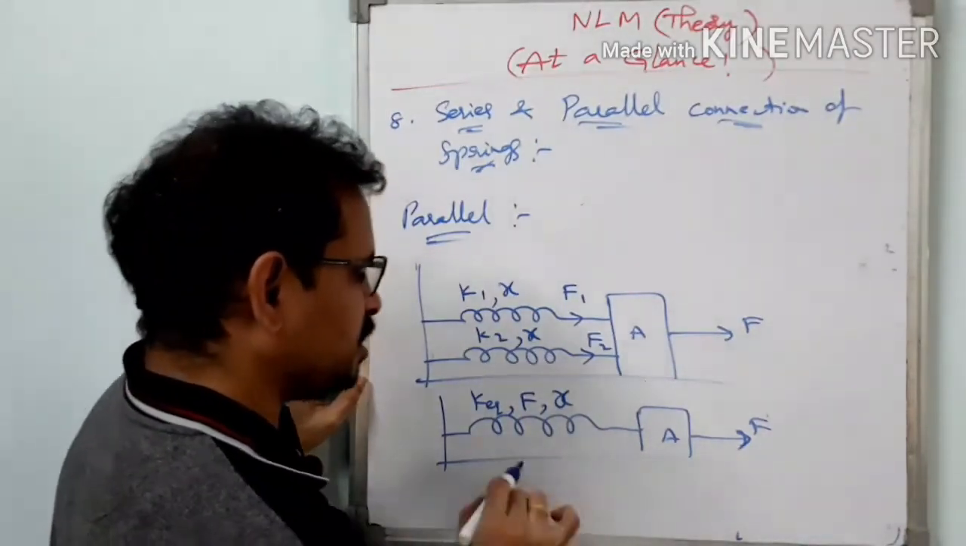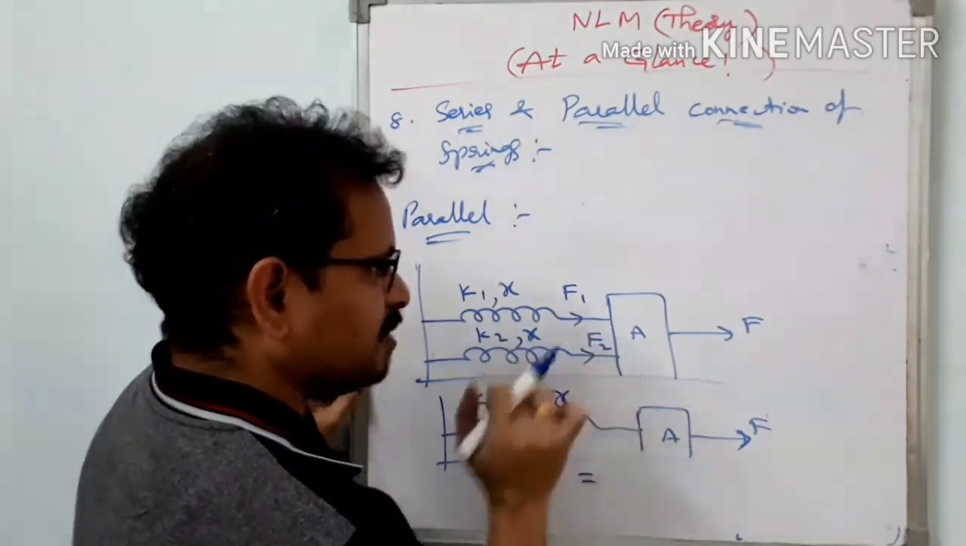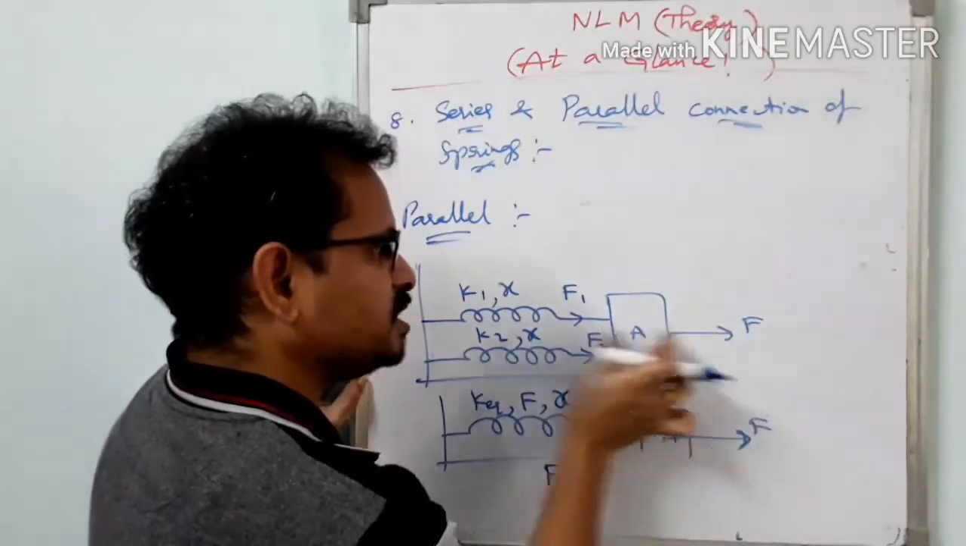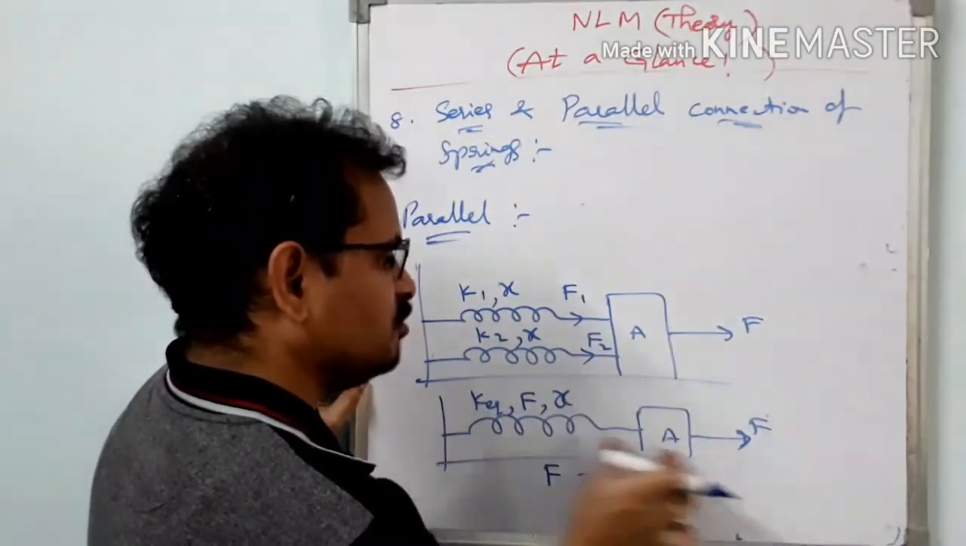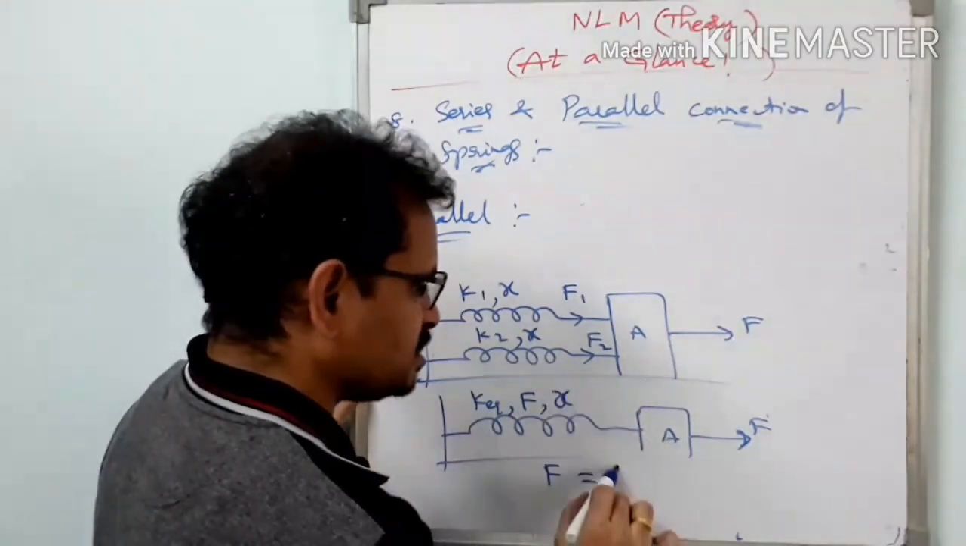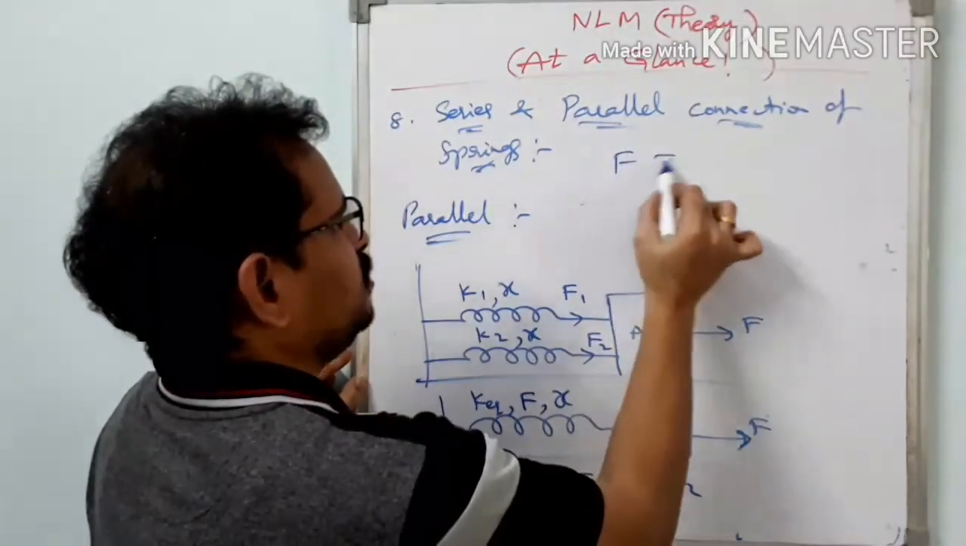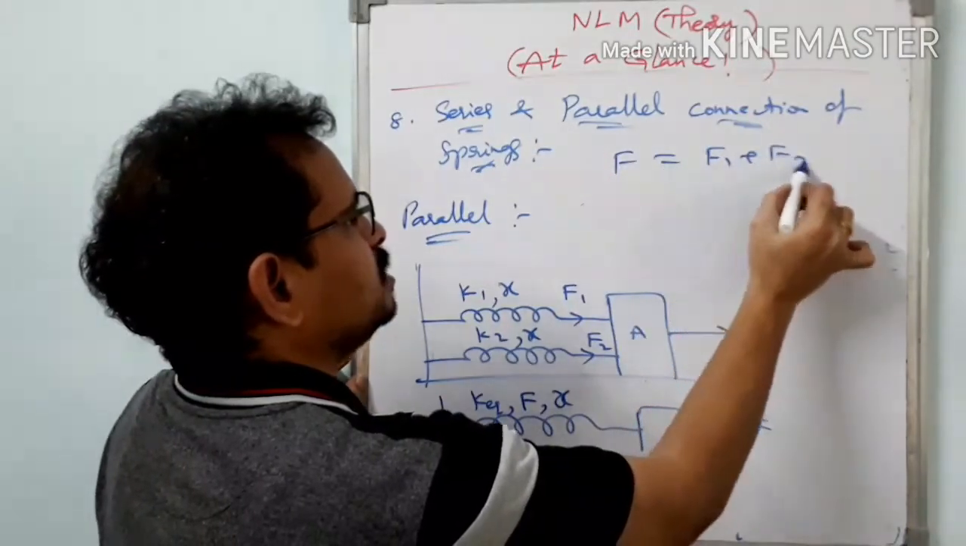So got it? Here in this case, the same force F is acting. Here this force is shared by these two springs. Here this entire force is taken by this spring alone. So therefore the total force is given as F1 plus F2. Here I will write F equals F1 plus F2.